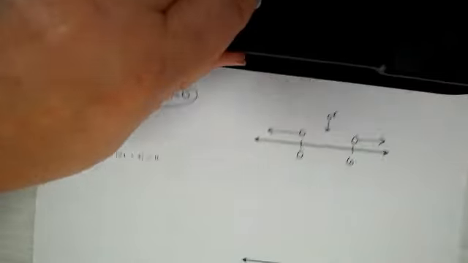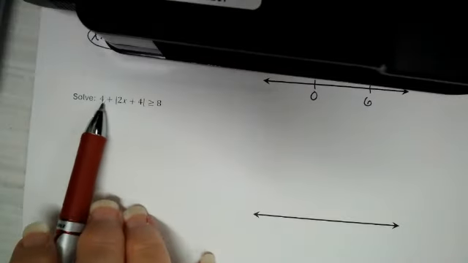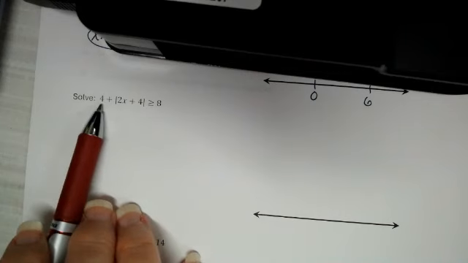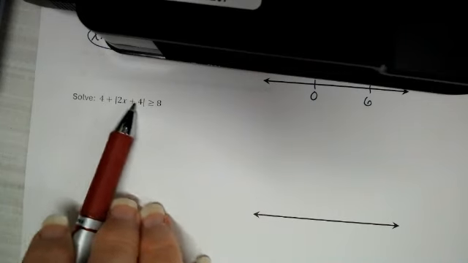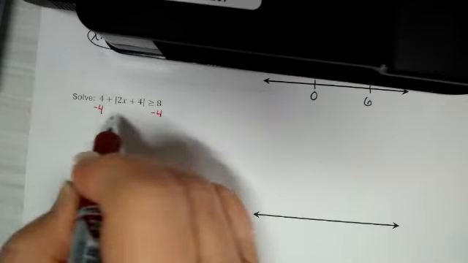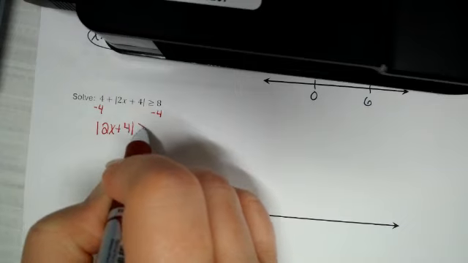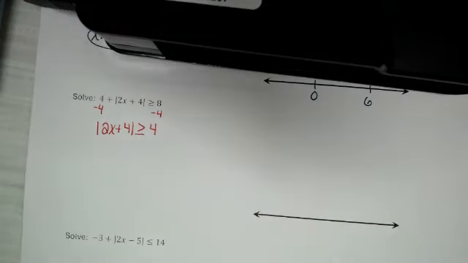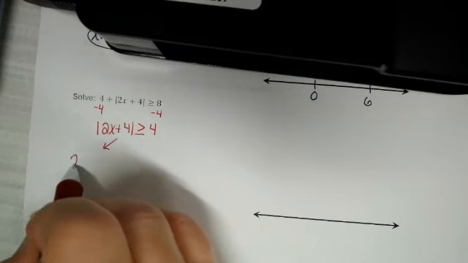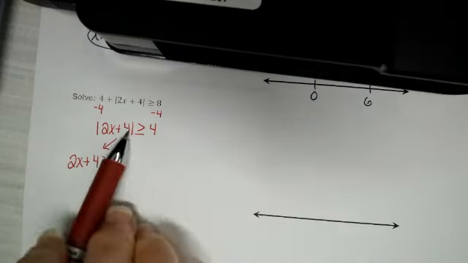All right, let's do the next one. This one, we need to get rid of this 4 that's not in the absolute value bars, and because it says 4 plus absolute value, we're not going to divide by 4, we're going to subtract 4. So I get absolute 2x plus 4 is greater than or equal to 4. Let's write our two separate inequalities and solve them. The first one, you copy the exact same problem without the bars.